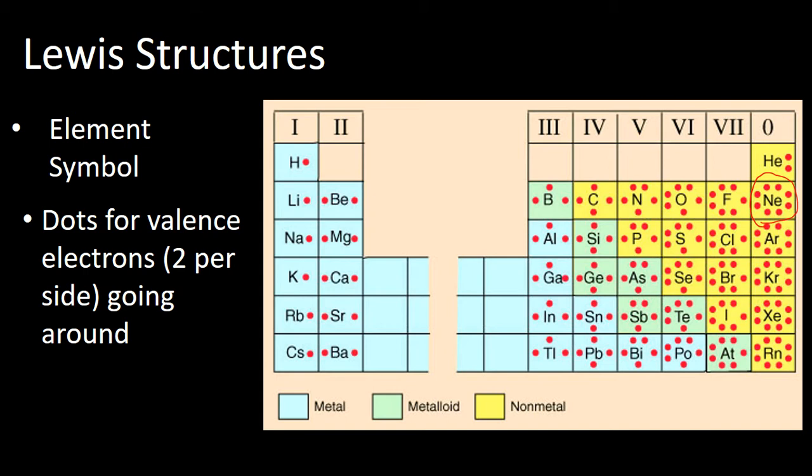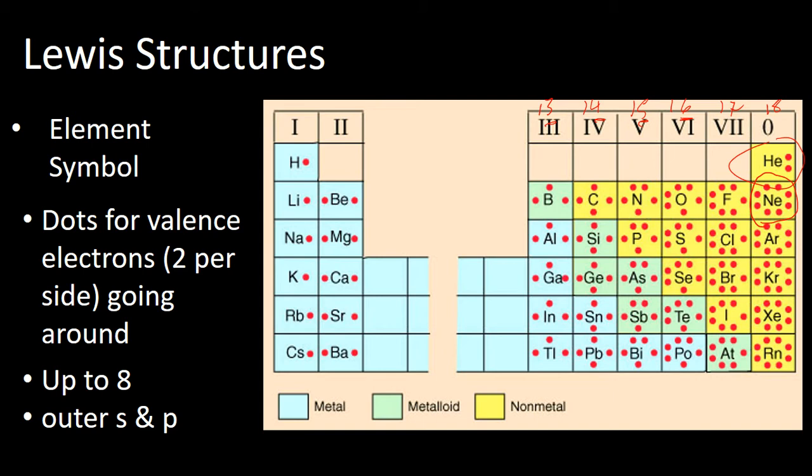So everything else would have as many as sort of the group it's in. Remember, this is group 1, this is group 2, this is actually group 13, 14, 15, 16, 17, 18, and they all have as many as the ones number from the group. Helium, as you can see, is in group 18, but only has 2. Hopefully you realize that as well. And you can't have more than 8.